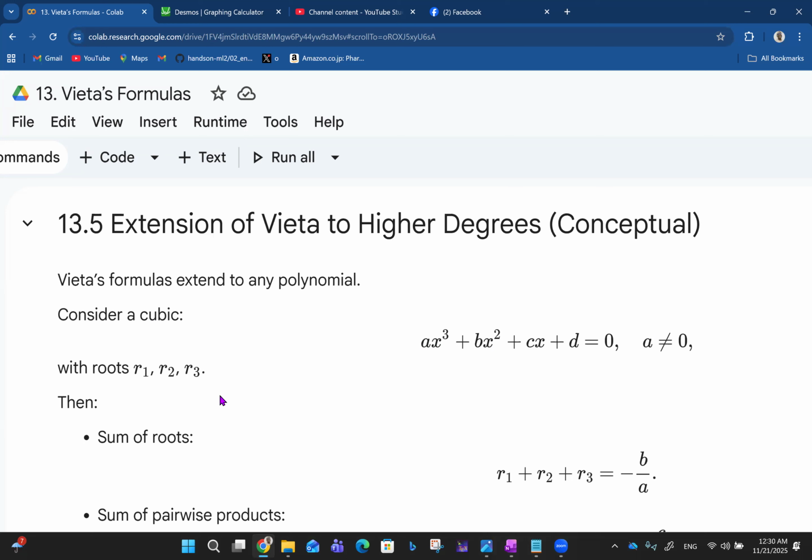So we choose R1, R2, and R3. Then the sum of roots will be R1 plus R2 plus R3 equals minus b over a, the coefficient of x squared.